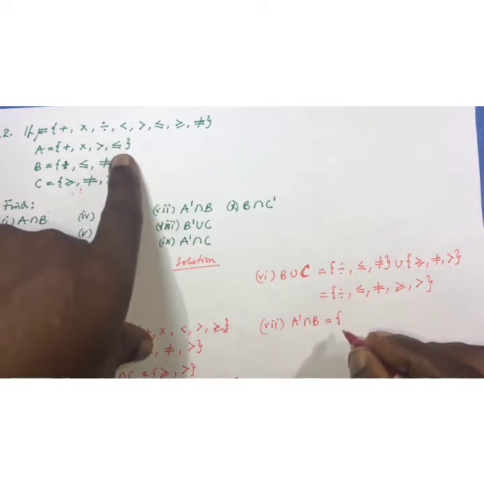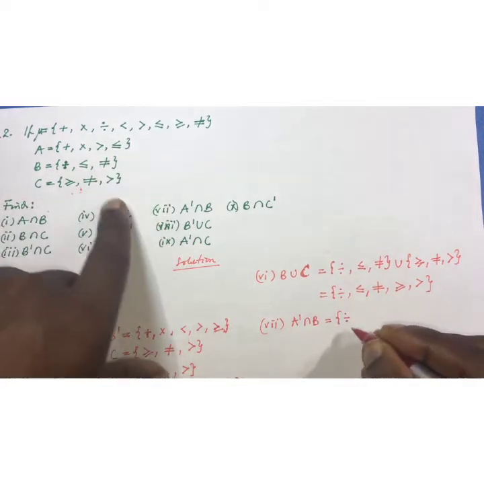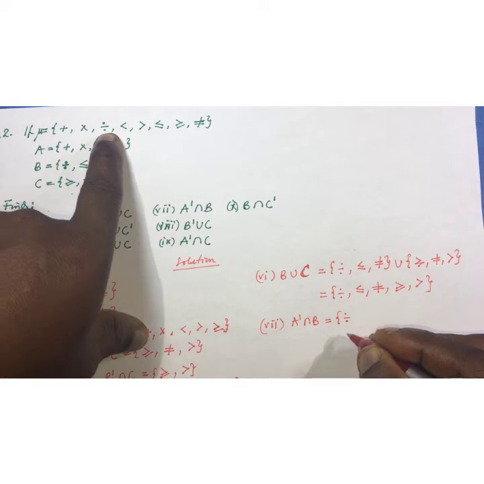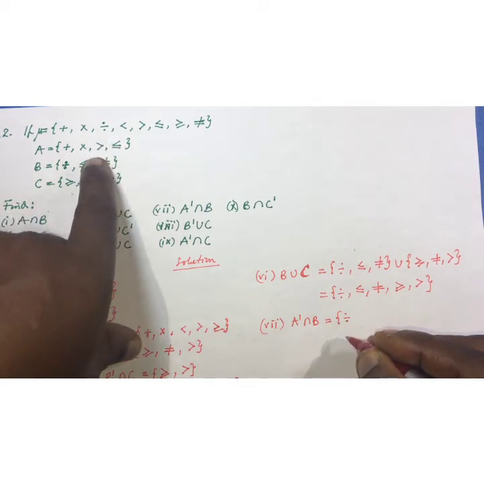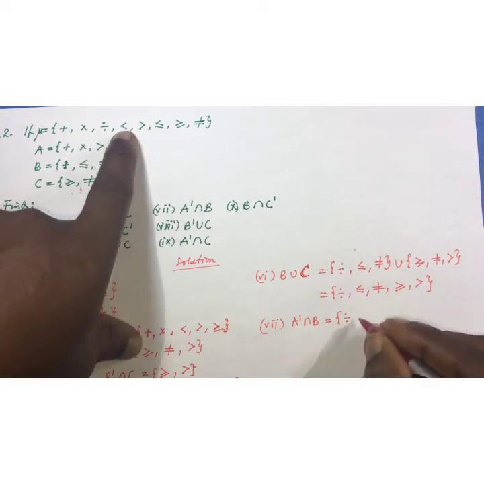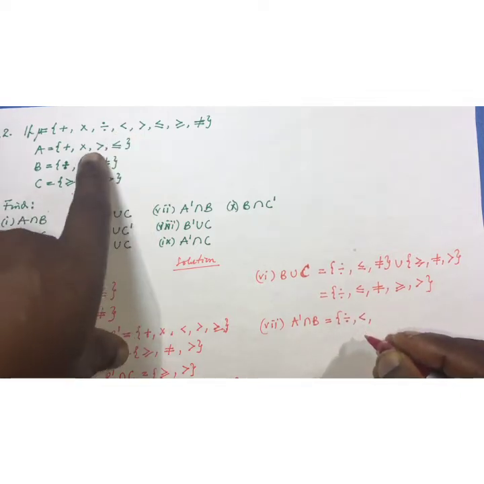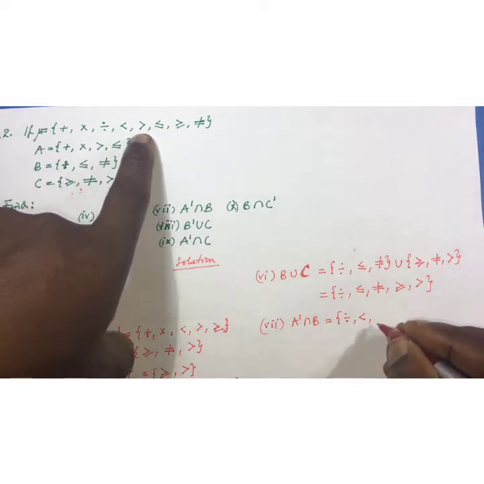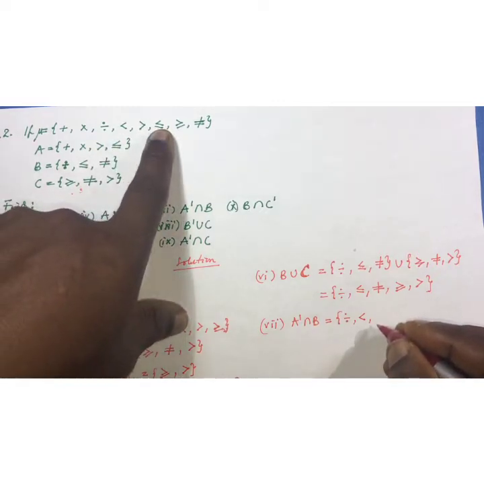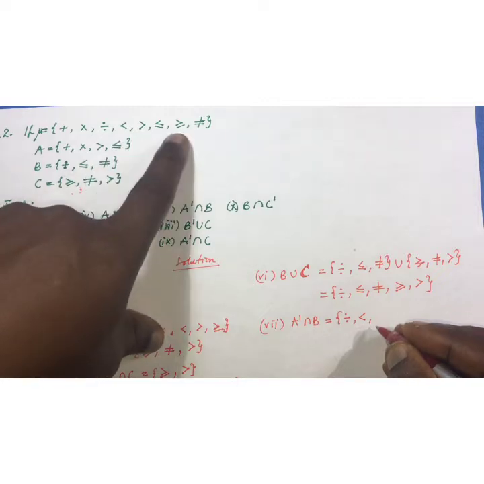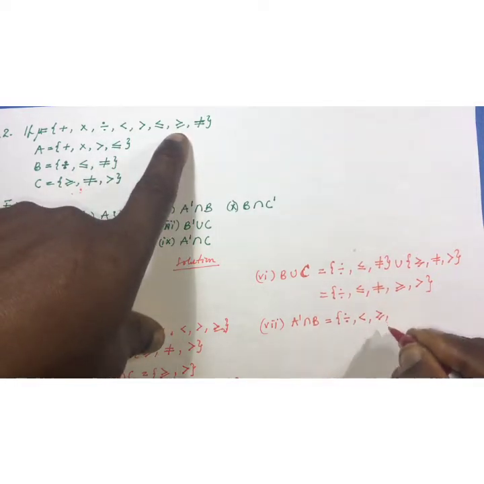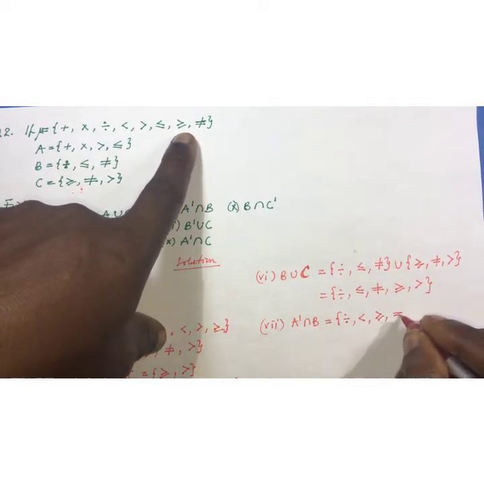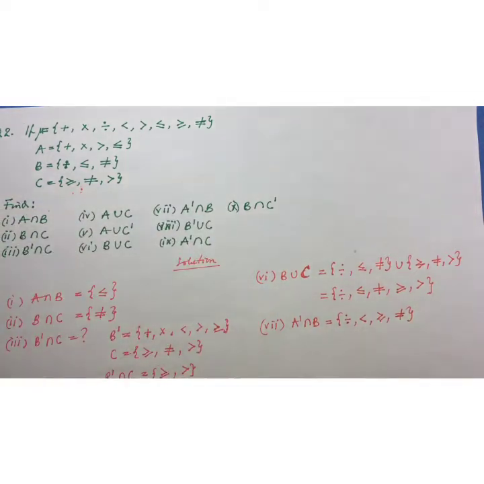the less than. Okay, let's start with the division. Why am I starting with the division? Division is found in the universal set but not in A. Then it will have the less than symbol, which is in the universal set but not in A. The greater than symbol is found in A, so I will skip. The less than or equal to symbol is found in A, so I will skip, and I will go to this, the greater than or equal to. Then I will go to the not equal to symbol. Okay, so that will give me A complement.